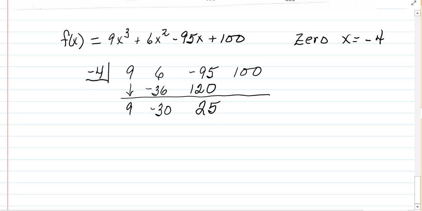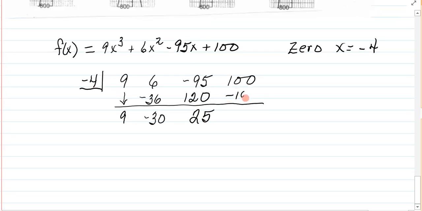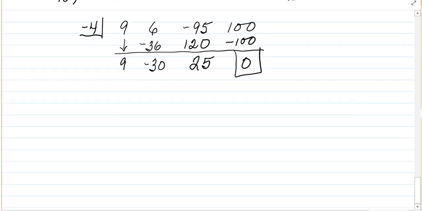25 times -4 is -100. That means I got a remainder of 0, and the picture, I read it correctly, the 0 was at -4. Now, rather than putting it in my grapher and searching more, I'm going to take this.